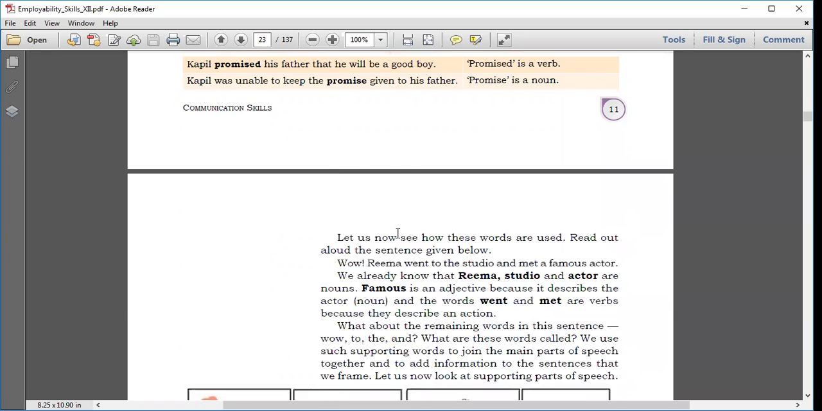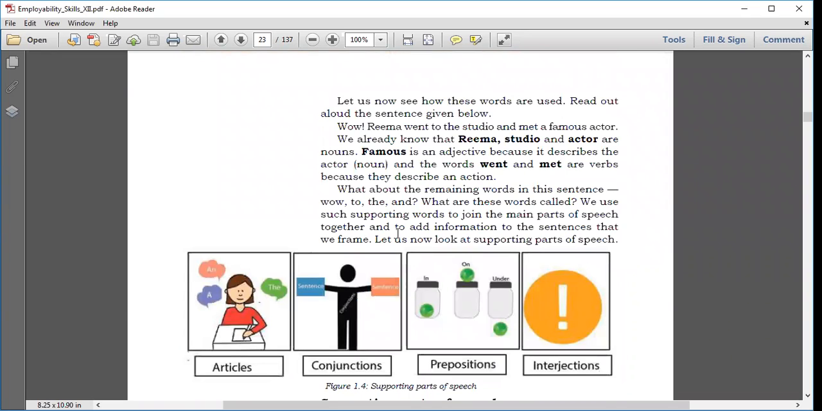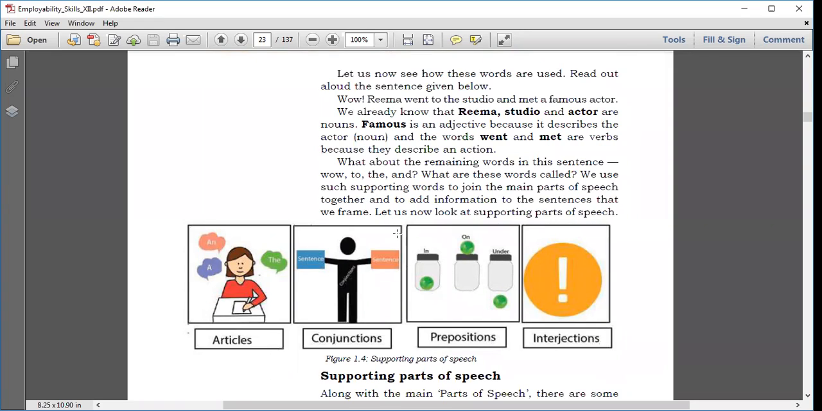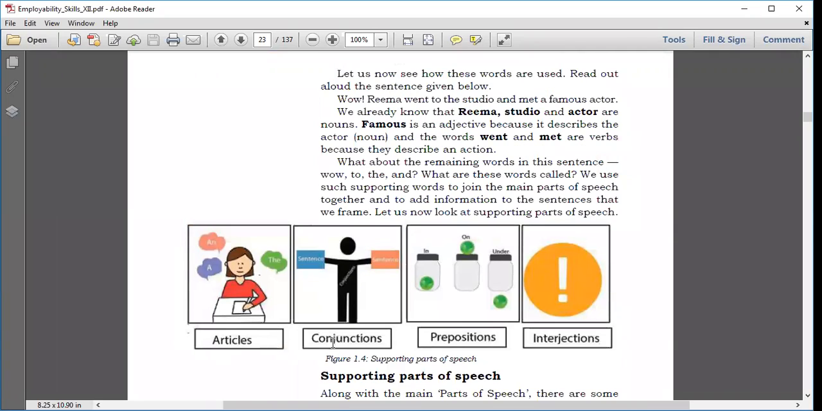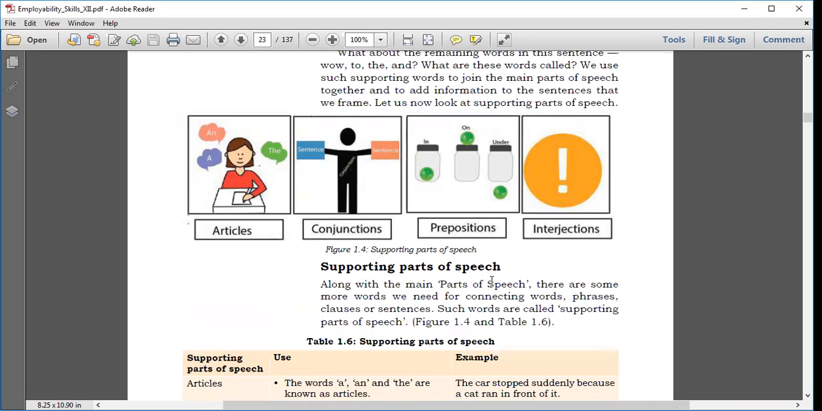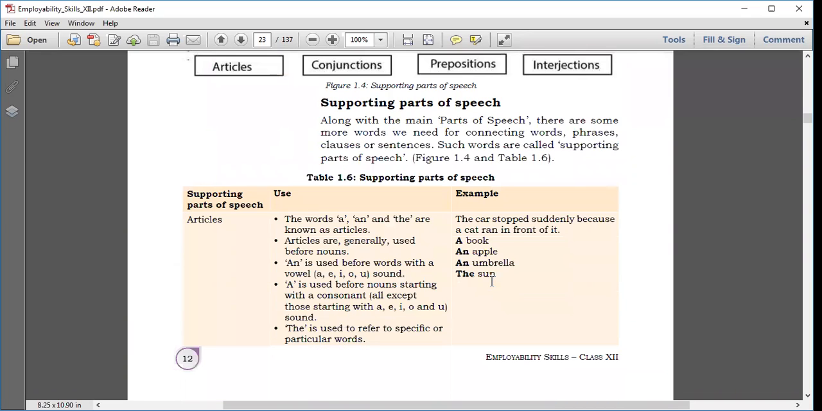Anyhow, go through these things. These are all basic English things that you have done in your English classes. You might have done this, right? And some other parts of speech are articles, conjunctions, prepositions, and interjections. You might have done all these things in English, right? So these are supporting parts of speech.